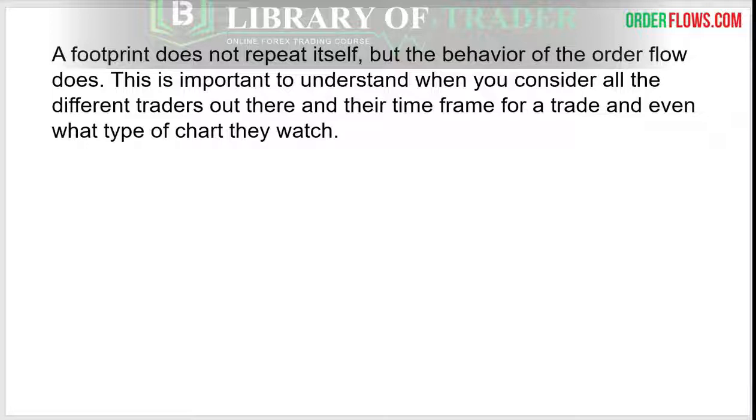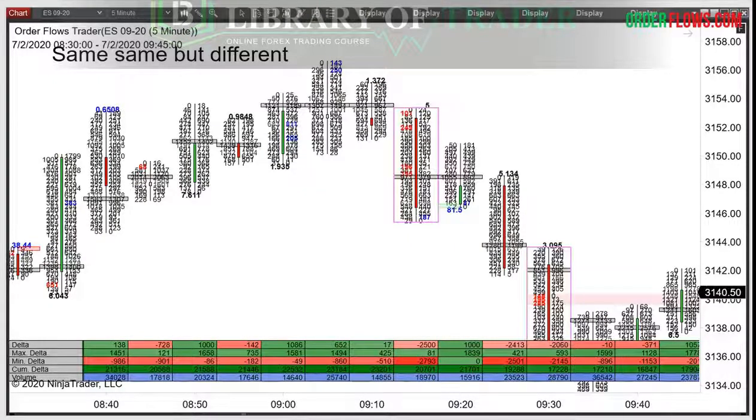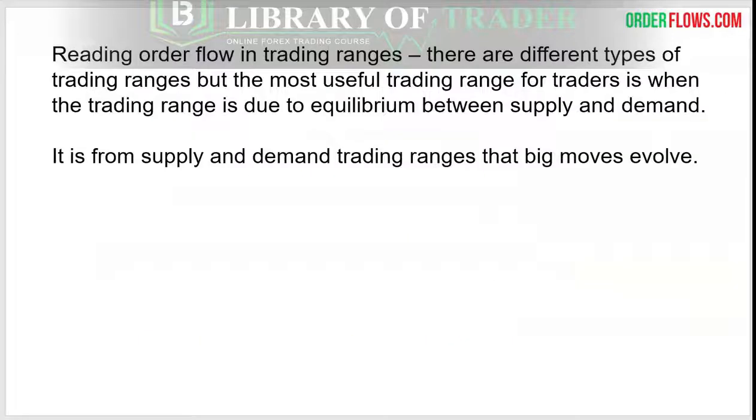This is important to understand when you consider all the different traders out there and their time frame for a trade, and even what type of chart they watch. It's showing you it's a 1 minute chart, it's a 5 minute chart. Similar, but slightly different, right?